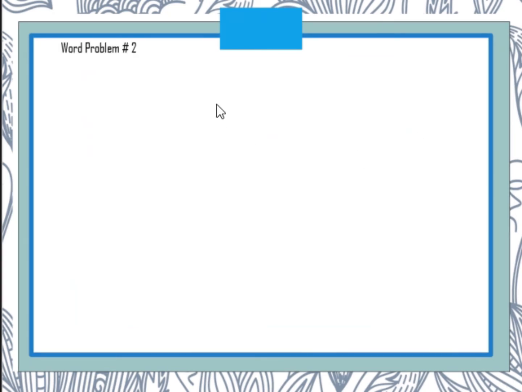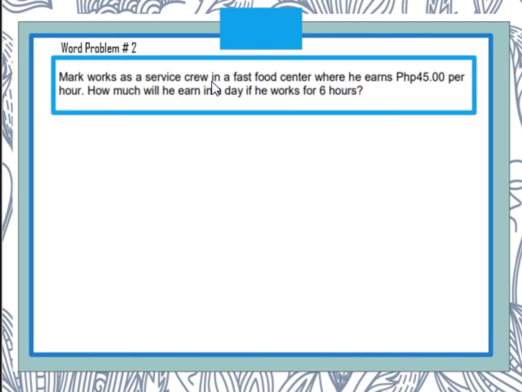Word problem number 2. Mark works as a service crew in a fast food chain where he earns 45 pesos per hour. How much will he earn in a day if he works for 6 hours?